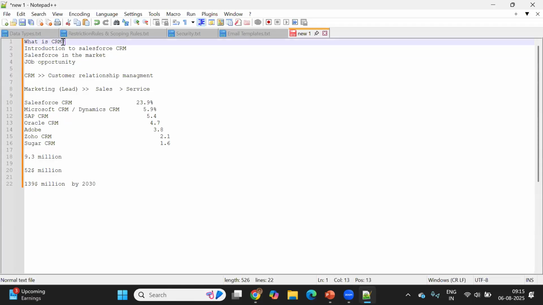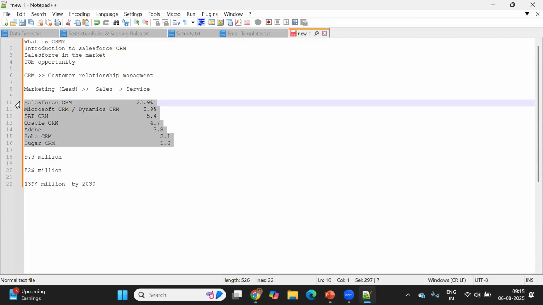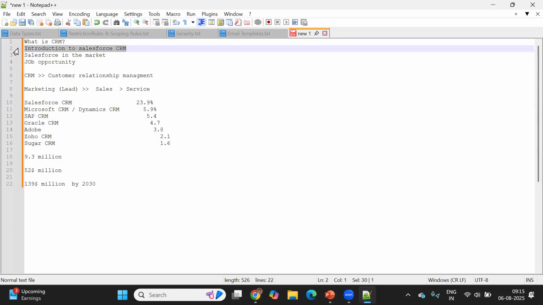So for now, what is CRM? What is customer relationship management? You are aware of it. And coming to the market, what CRM applications are available and what is their current position? You have some knowledge now, right? Now let's try to understand why I need to go with Salesforce CRM. Of course, market-wise, Salesforce CRM occupies more. But what is the introduction to Salesforce CRM here?